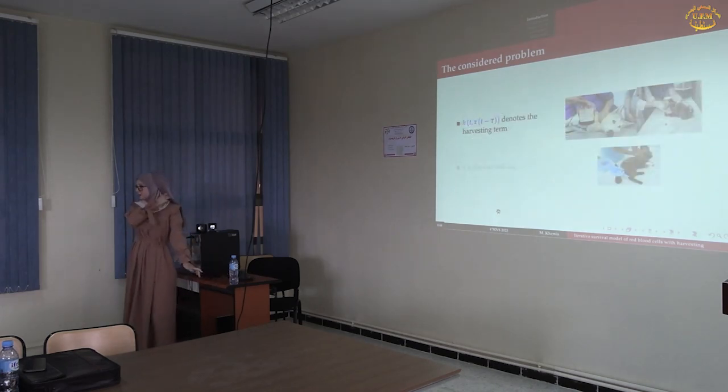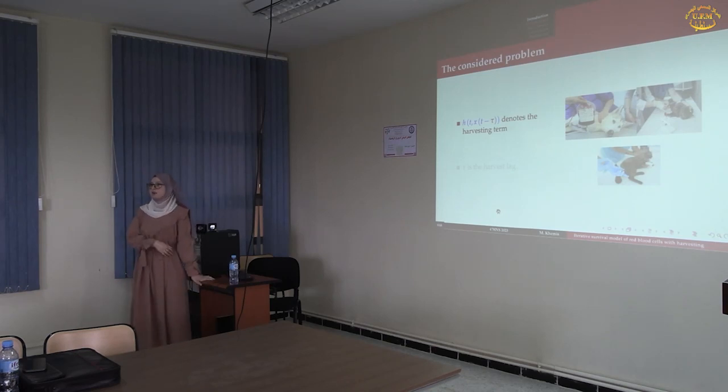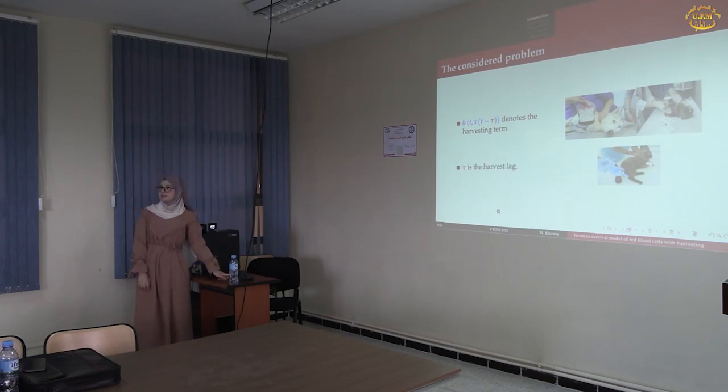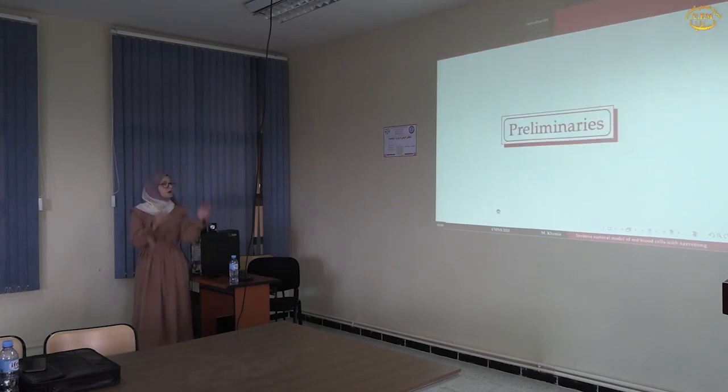H, as I said at the beginning, denotes the harvesting of red blood cells, such as tapping therapy, sampling blood, or blood donation. And tau is the harvest lag. Let's turn now to the second section.